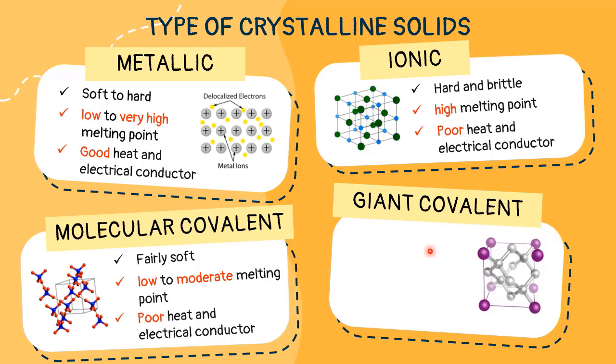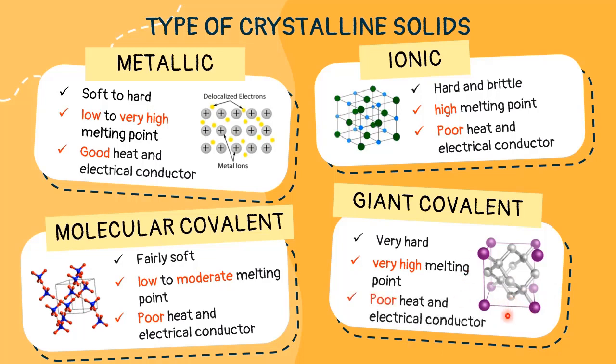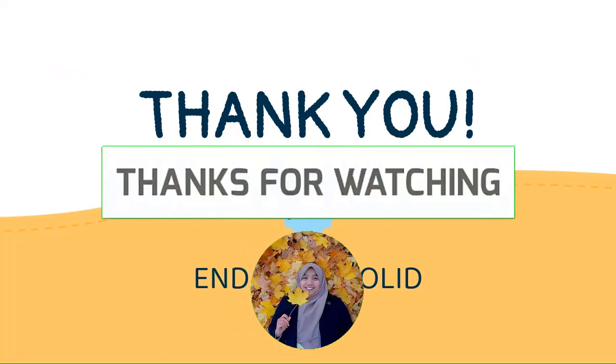And lastly, giant covalent crystal. This crystal consists of atoms that are covalently bonded to their neighboring atoms. The giant covalent crystal is 3-dimensional and contains a very large number of atoms. Giant covalent crystals include diamond, quartz, and many other metalloids. These crystals are hard with extremely high melting points. Since this crystal is composed of atoms rather than ions, they do not conduct heat or electricity in any state. That's all for subtopic 5.3.